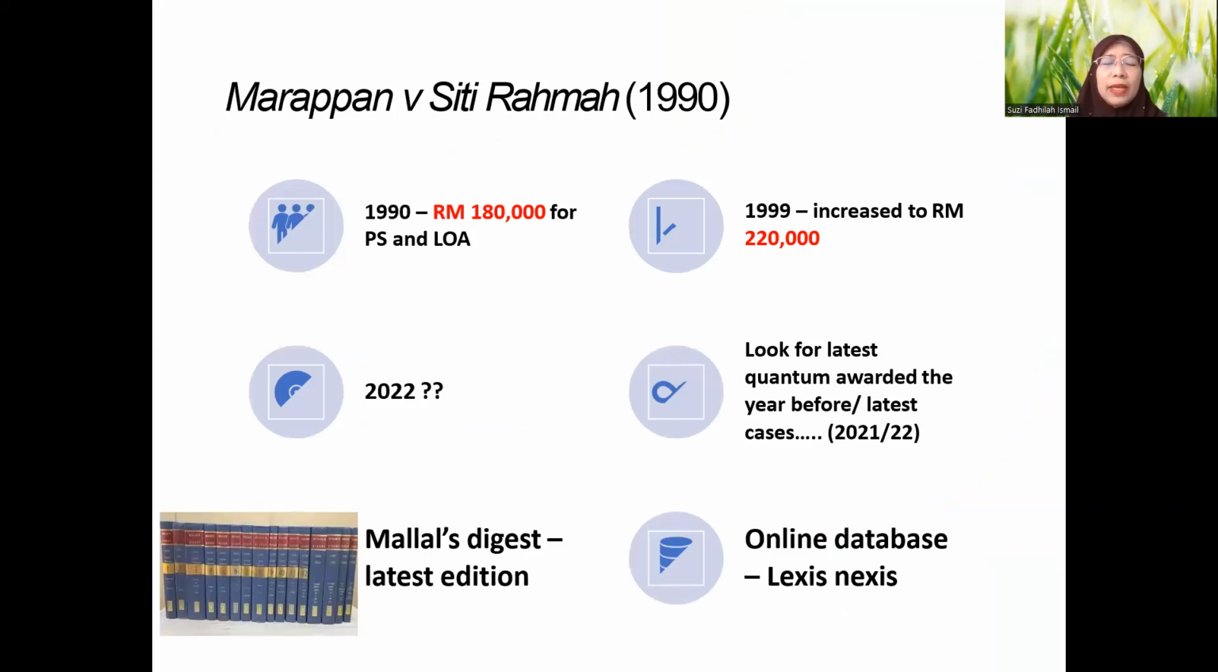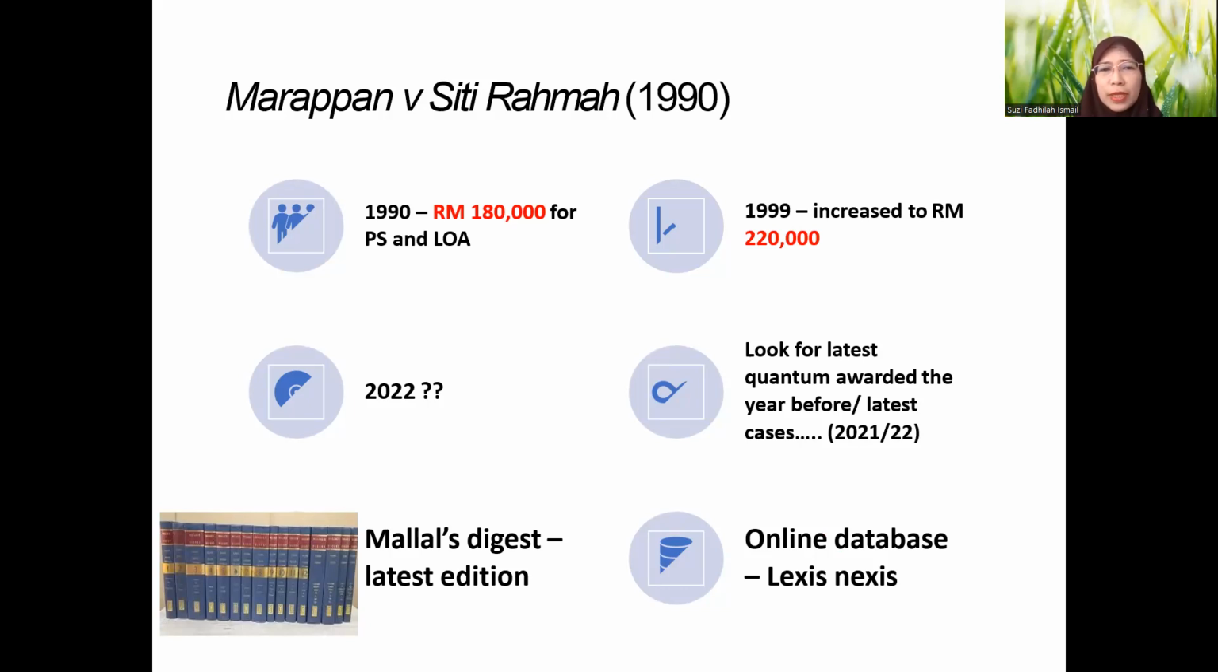So in year 1990, the court allowed the claim of 180,000 for pain and suffering and loss of amenities because she became paralyzed for the whole lifetime. If we refer to the trend of cases, in year 1999, more or less 10 years after, the court increased the amount up to 220,000. So there's an increase in the amount.